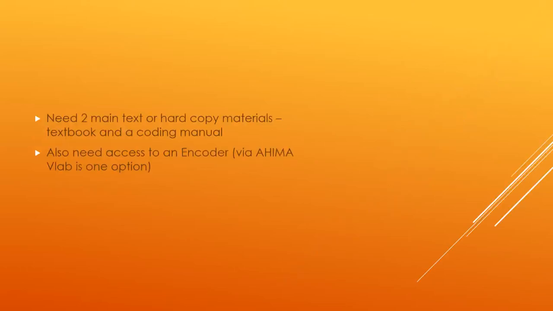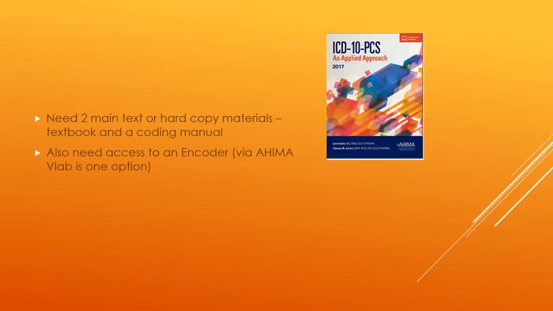For this course, you do need two main text materials or hard copy materials. One of them is a textbook, which this is a cover of the particular textbook I'm referring to. This picture was also provided to you in the course materials document that was sent to you before the course began. If you are a student member of AHIMA, you may find it at a lower cost purchasing this textbook directly from AHIMA. The textbook has narrative information. It's divided into chapters. It also has exercises, but it does not have the actual ICD-10 PCS codes.